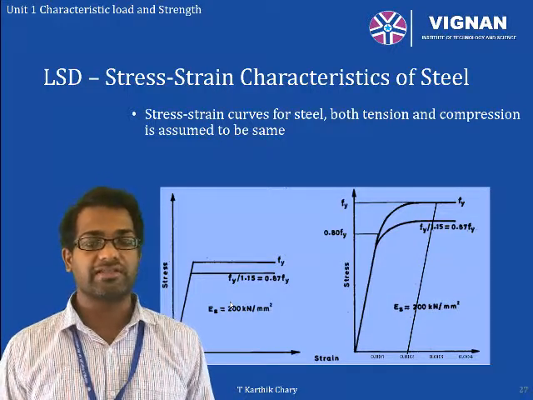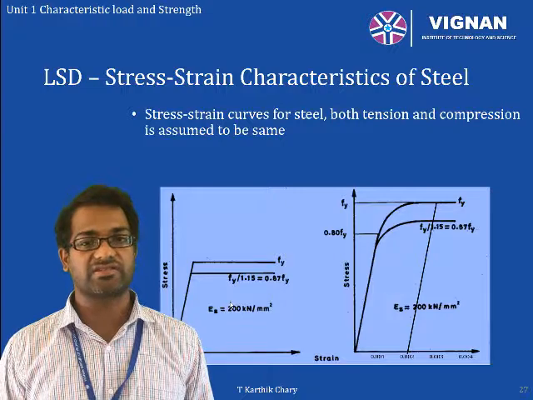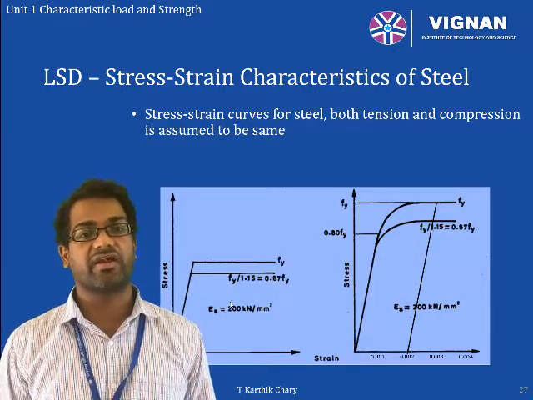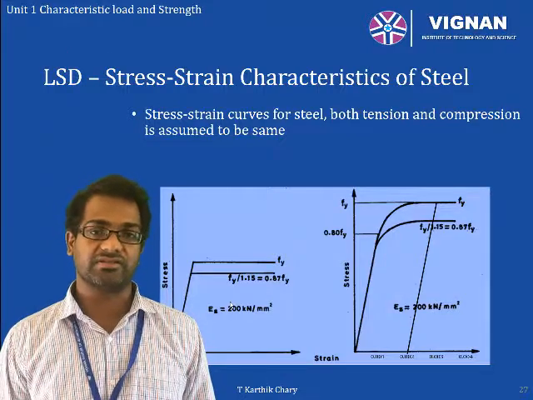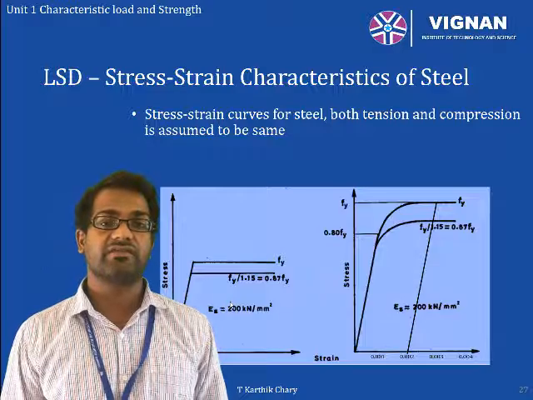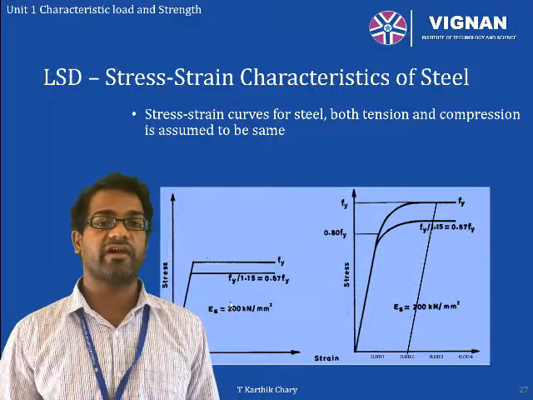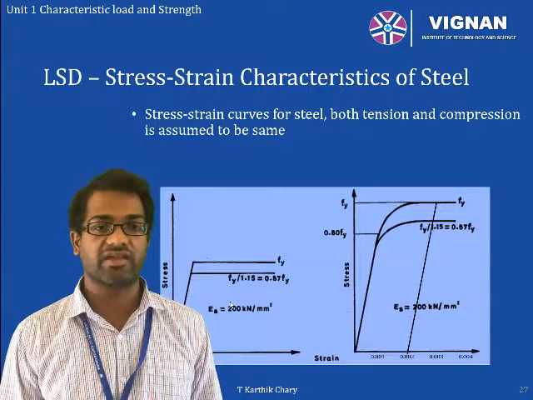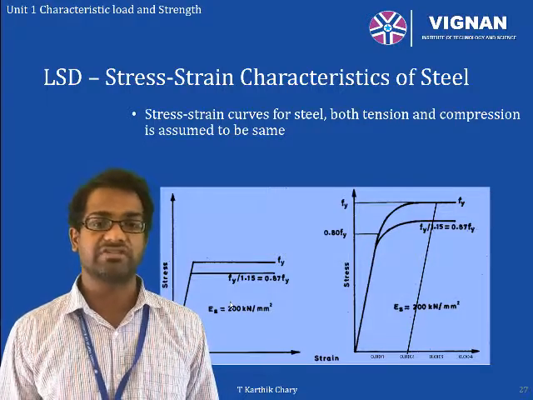When you are testing mild steel, there is a linear relation between stress and strain, which you can see in the figure, and definitely we can find out the yield strength of the material. As per the design partial safety factor, we have 1.15. So fy divided by 1.15, which gives a value of 0.87 fy, is the design curve of steel for mild steel.